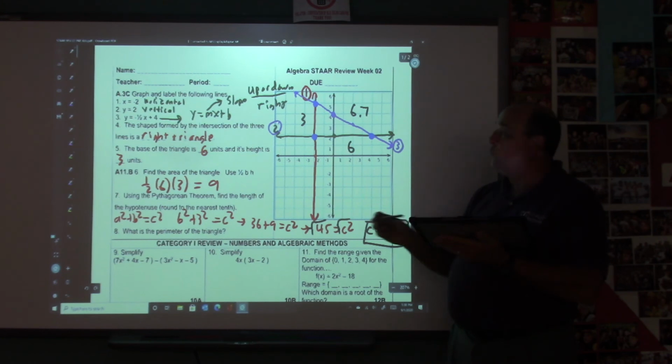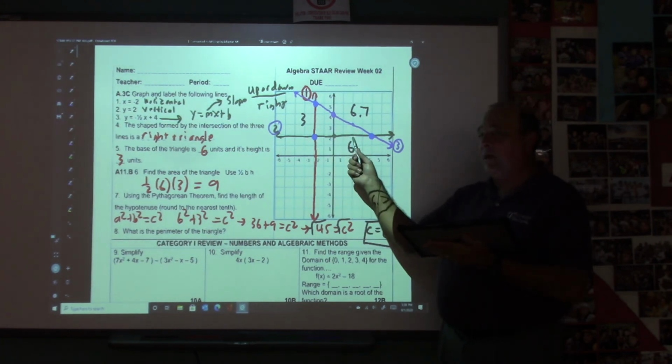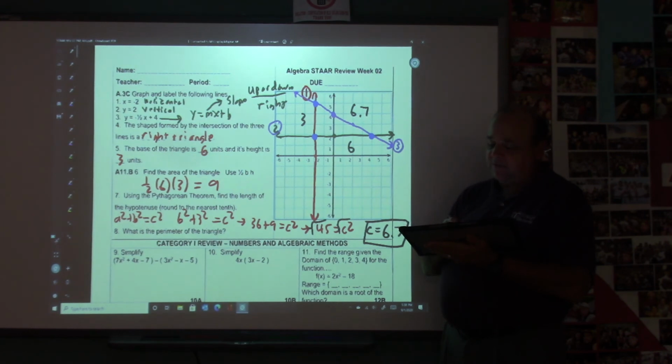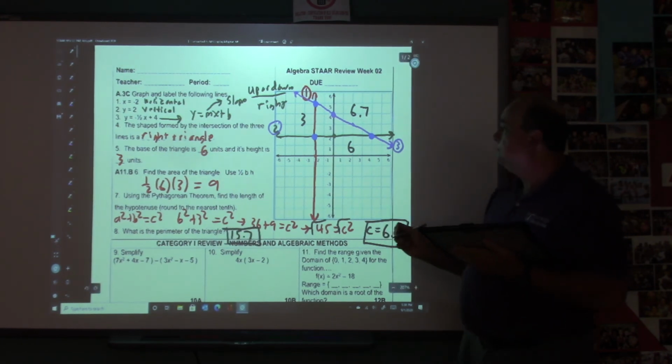Now then on the last one, the perimeter, we're just going to add all these up. 6 plus 3 is 9, 9 and 6 7/10 is 15 and 7/10. So that would be my perimeter.